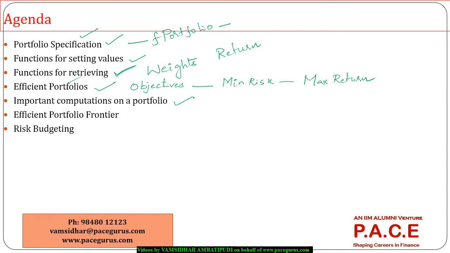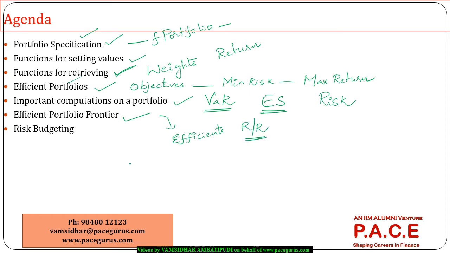And once a portfolio is created, we actually have some kind of computations on the portfolio, like what is the value at risk for that particular portfolio, what is the expected shortfall for that portfolio, some kind of risk related computations associated with a portfolio. And we would also look at the efficient portfolio frontier, making sure what portfolios are efficient and what portfolios are inefficient based on the risk and the return profile of the various sets of investors.